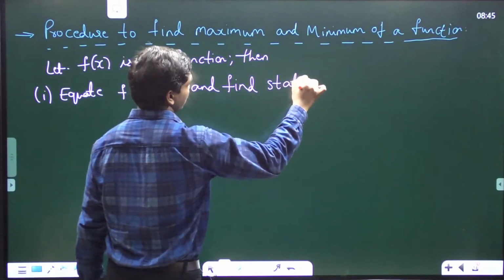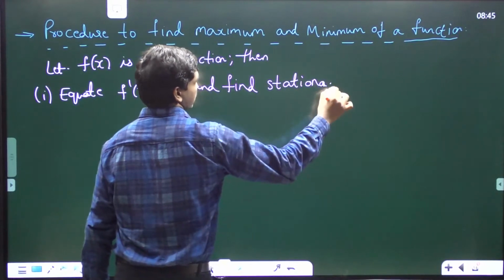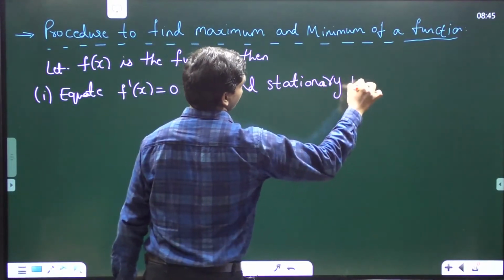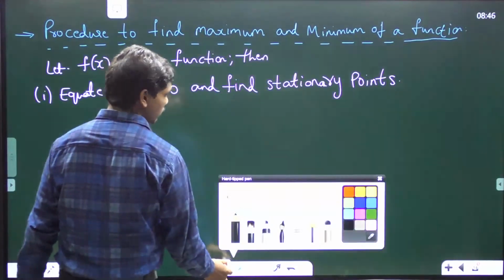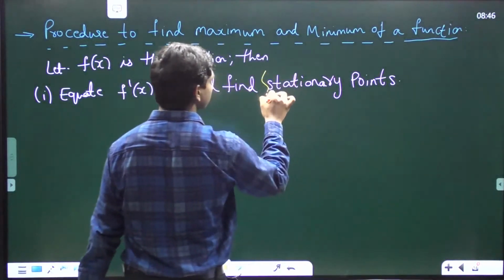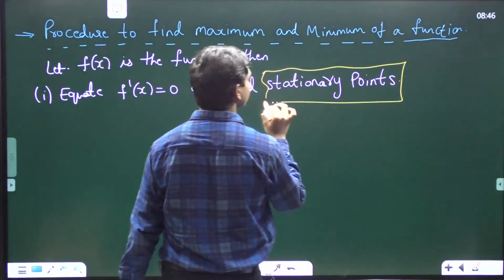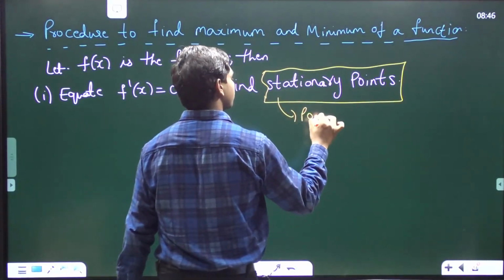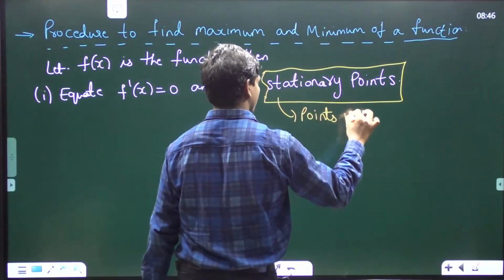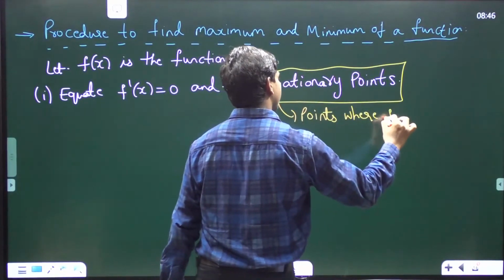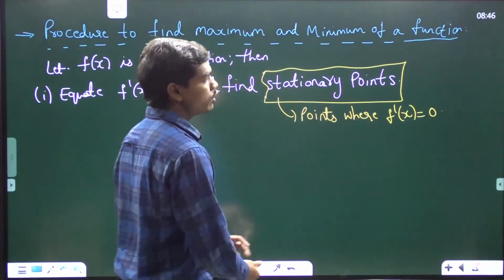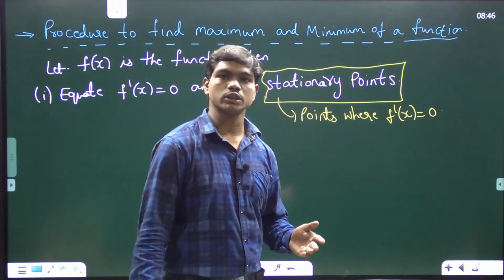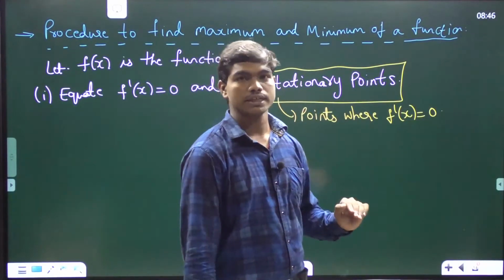And find stationary points. And if you see, the definition of a stationary point is points where f dash of x is 0. Okay. So first, basically, you'll equate f dash of x equal to 0, and you'll find stationary points.